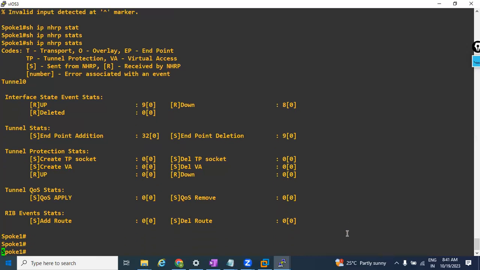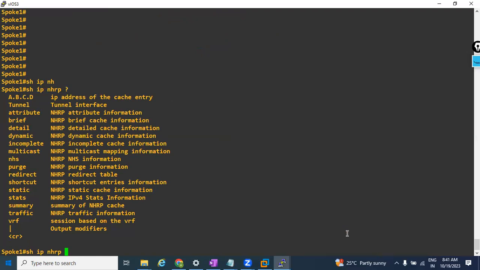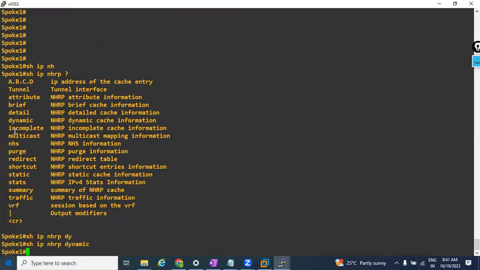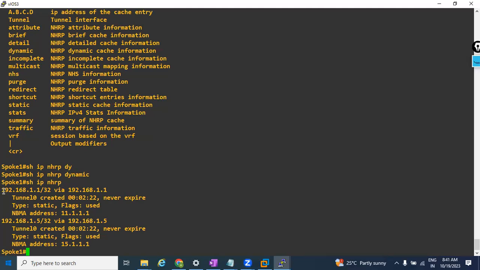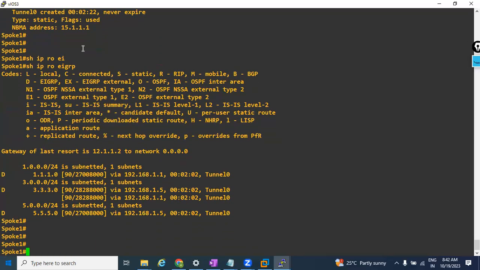Stats. So show IP NHRP. Other things also you can check out. Dynamic is not there. Okay, summary and all. Otherwise, you can check it out. So how many of this one do we have? Two. Show IP route EIGRP. Okay, so can you see now?